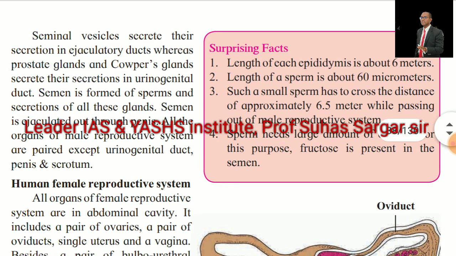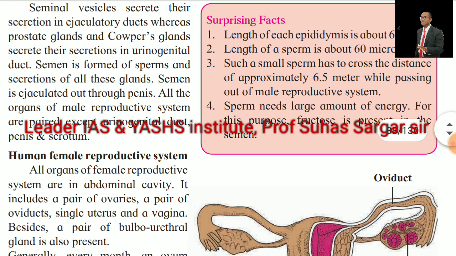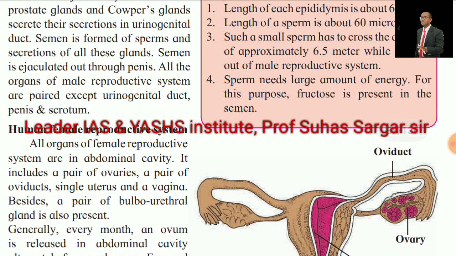A surprising fact: the length of each epididymis is about 6 meters. The length of the sperm is about 60 micrometers. Such a small sperm has to cross a distance of approximately 6.5 meters while passing out of the male reproductive system. Sperm needs a large amount of energy. For this purpose, fructose is present in the semen.